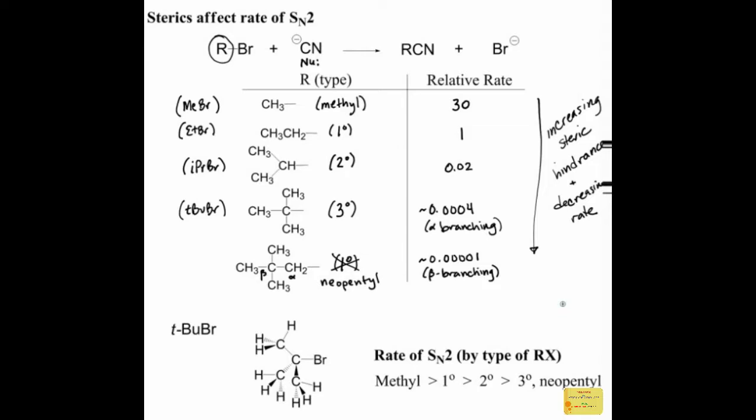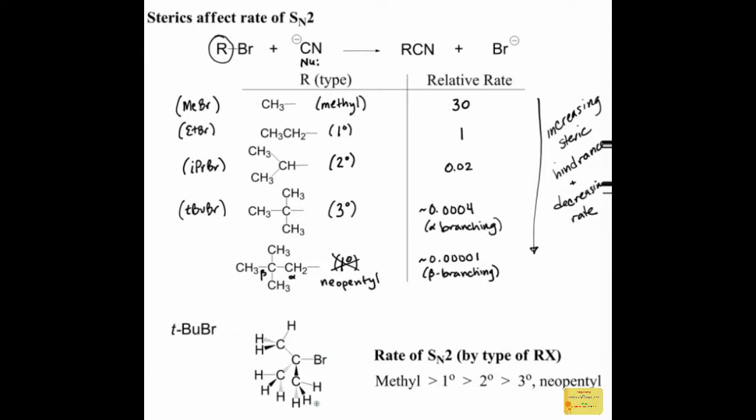In a space-filling model, when you show the actual regions of electron density for these bonds, the carbon that you're attacking isn't even visible. So huge steric hindrance for the tert-butyl. We could maybe draw that out here.